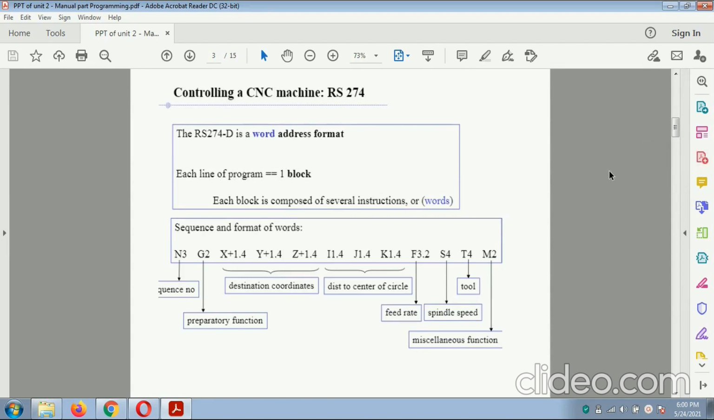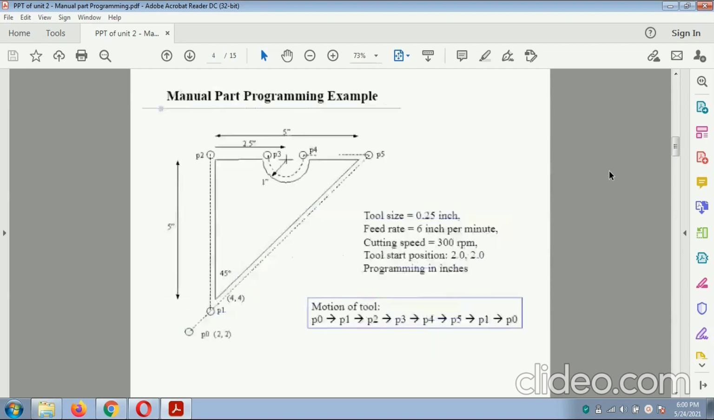Each block is composed of several instructions, that is, words. The sequence of words is: N3 is the sequence number, G2 is the preparatory function, X, Y and Z are the destination coordinates, I, J, K are the distances to the center of the circle, F is the feed rate, S represents the spindle speed, T4 is the tool, and M2 is a miscellaneous function.